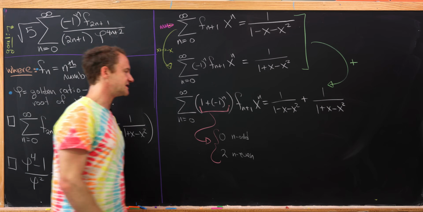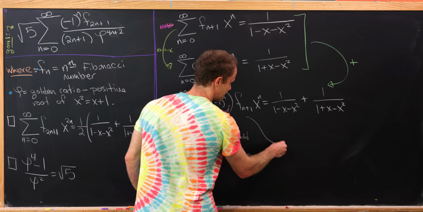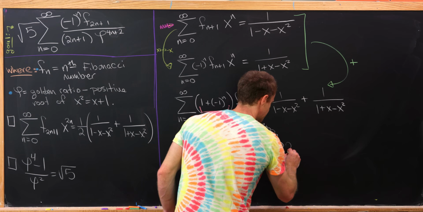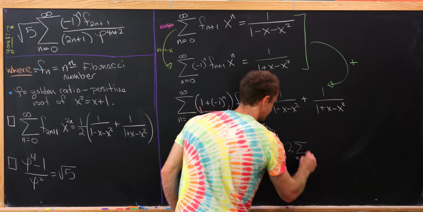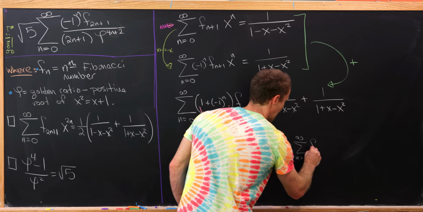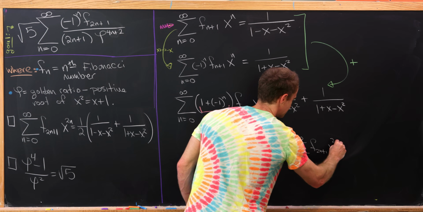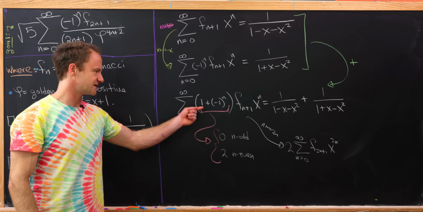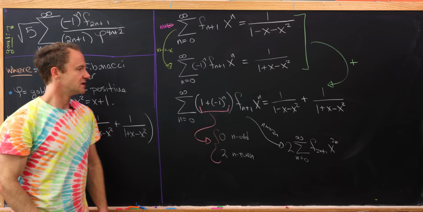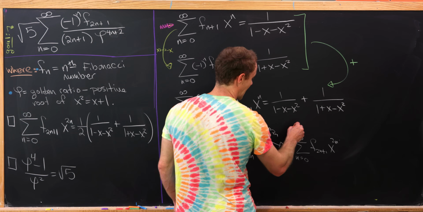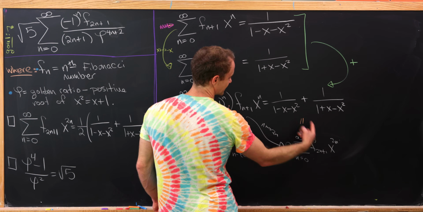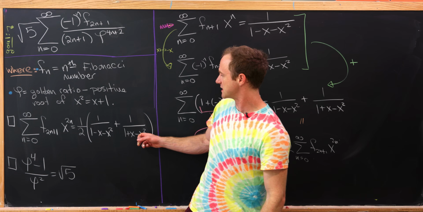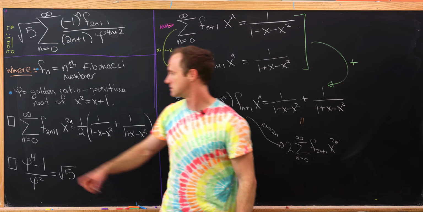Okay, so if n is even, then we can replace n over here with 2n, and we'll be left with 2 times the sum as n goes from 0 up to infinity of f sub 2n plus 1 times x to the 2n. But then we don't really need to look at what's happening when n is odd because we get cancellation there. So that fills in this gap. So we really have 2 times this series is equal to the sum of these two rational functions. But if we divide both sides by 2, we get exactly this expression.